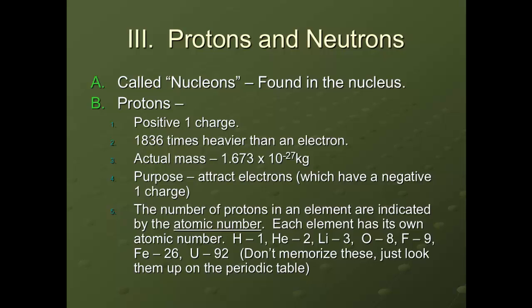Your protons and neutrons are the particles that are found in your nucleus. Because they're found in the nucleus, they're called nucleons. Your protons, we'll talk about those first, have a positive 1 charge. They're 1,836 times heavier than an electron. So much heavier. Why does this matter?